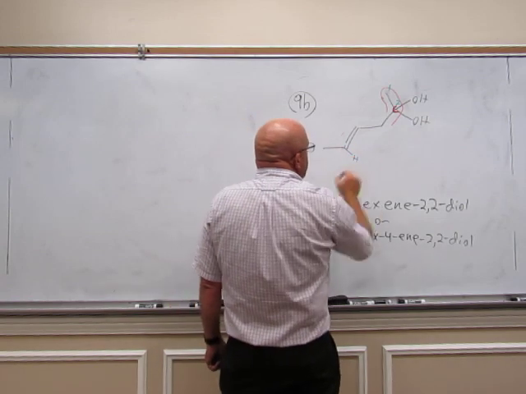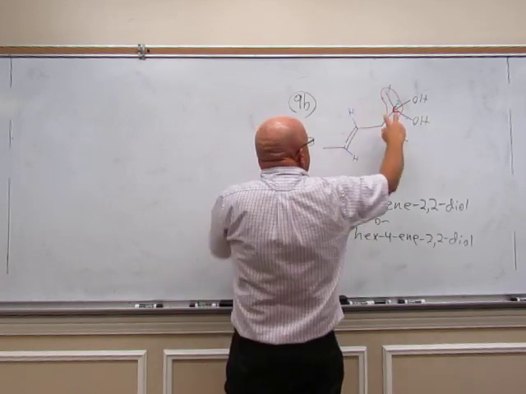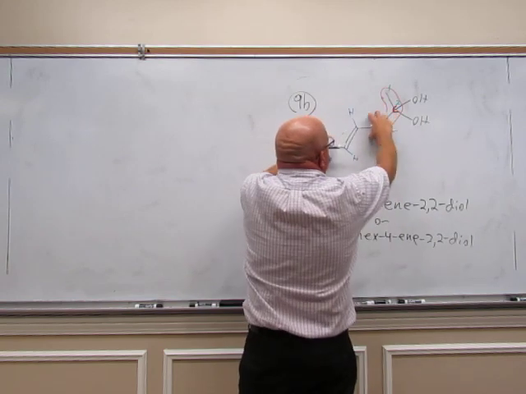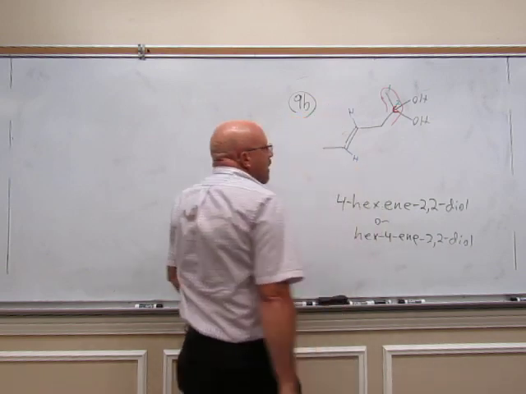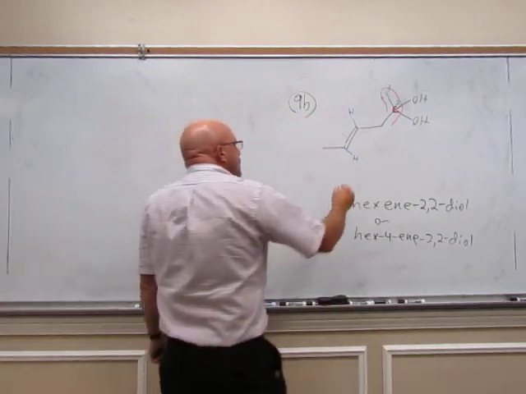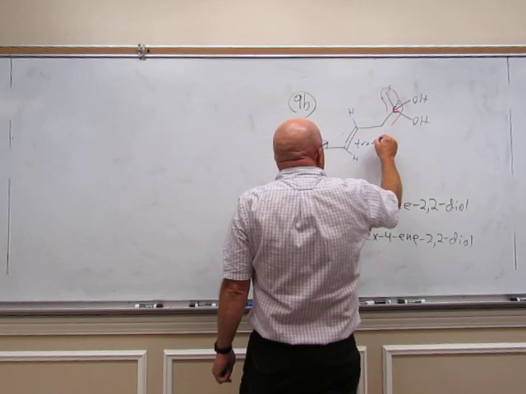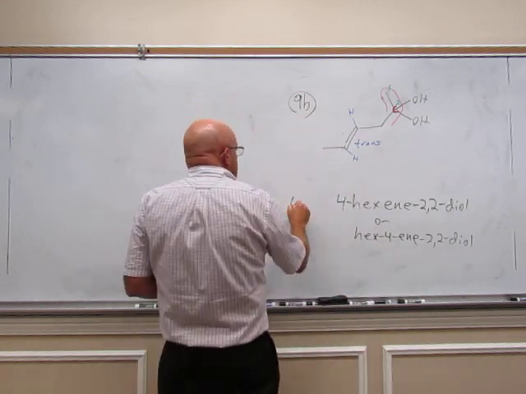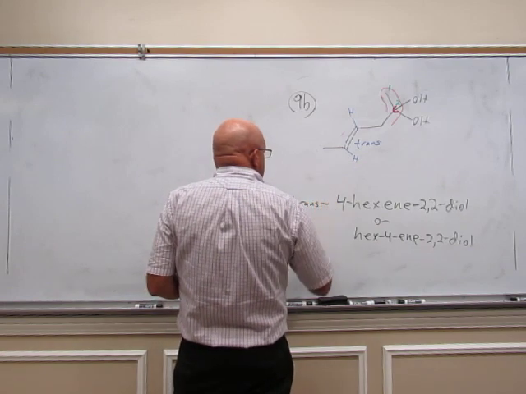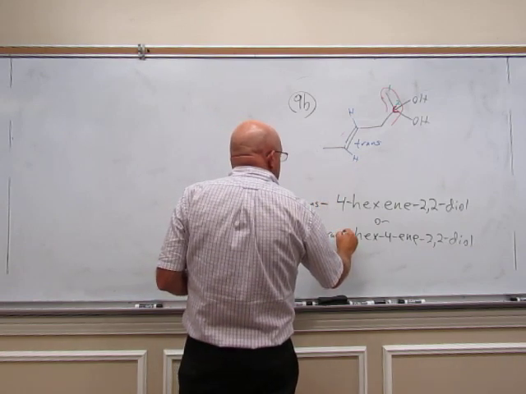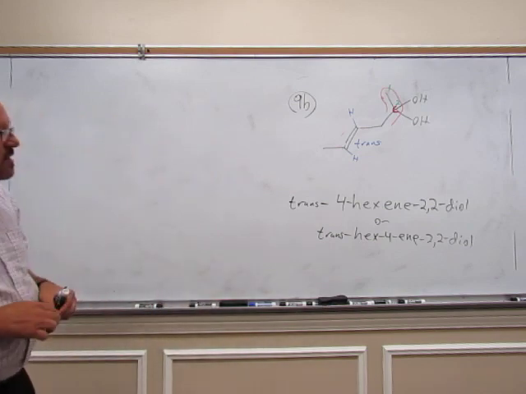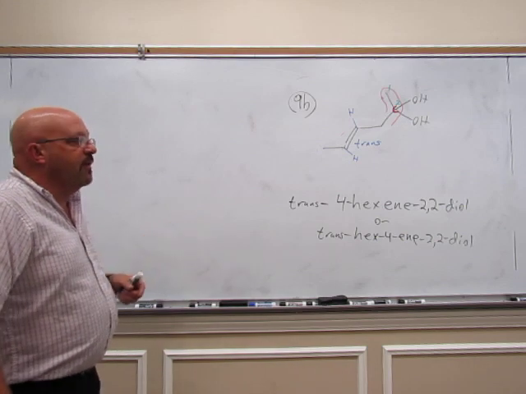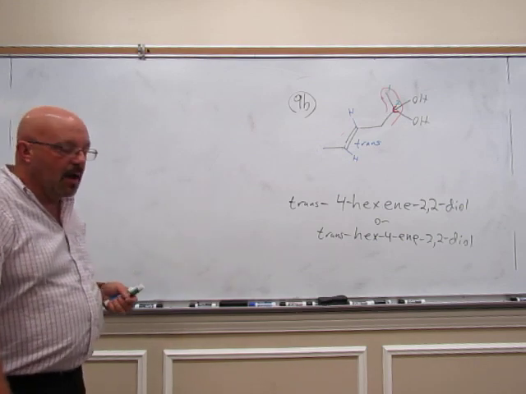See, there would be a hydrogen this direction and a hydrogen this direction. So you've got substituent, substituent. They're on opposite sides of the double bond, and the hydrogens are on opposite sides of the double bond. That's a trans alkene, so that just goes out in the very front. This is a trans-4-hexene-2,2-diol, or you can put that 4 in front of the ene, whichever way you prefer. Now we're finished.